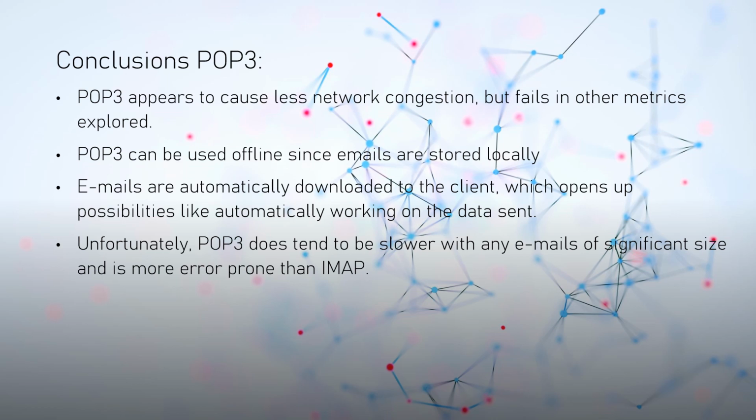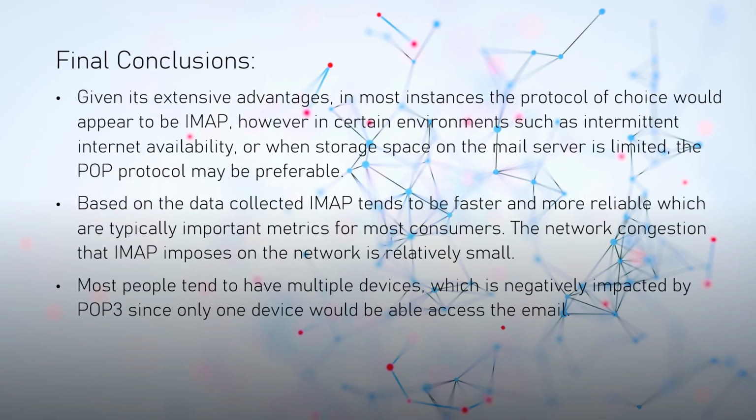You can also use POP3 offline because all the emails are stored locally, and whenever you access them, you're not going to generate more network traffic. But it does tend to be slower with larger email sizes and tends to generate a lot more errors than IMAP. So in conclusion, generally people are going to want to use IMAP. It seems to be more reliable and faster, and it requires fewer resources from the client.